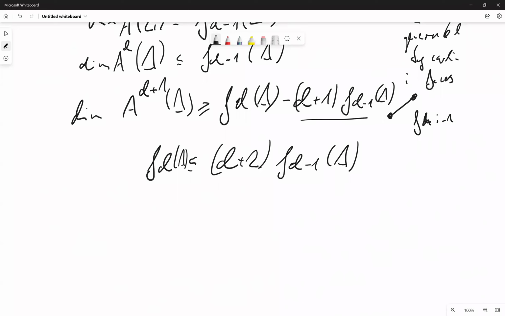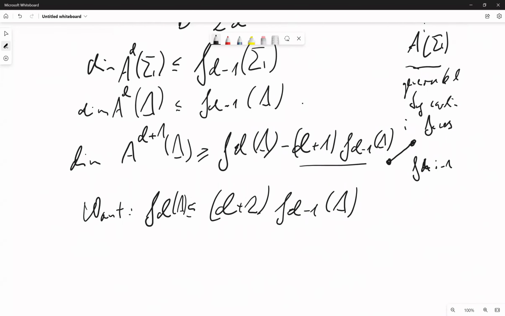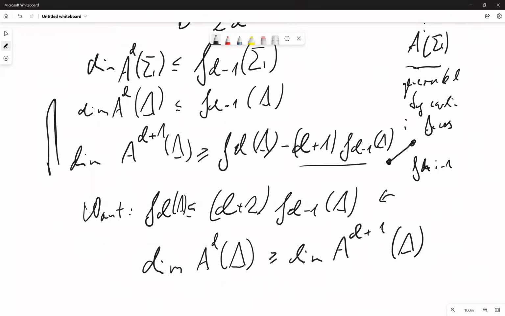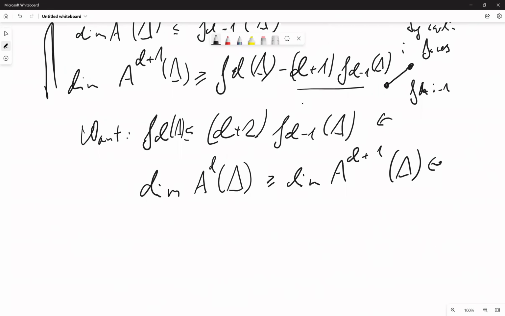Where was I? I have this, I want this. If you look at these two inequalities here, what this reduces to is that I want to prove that the dimension of A_d of delta is bounded as stated. This inequality is quite beautiful, but it is really much more beautiful, because there's no factor. It's as nice as you get. So how do we prove this inequality?